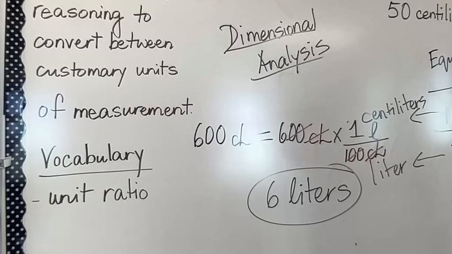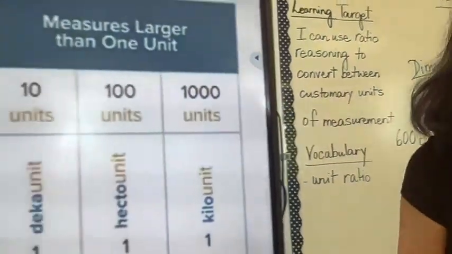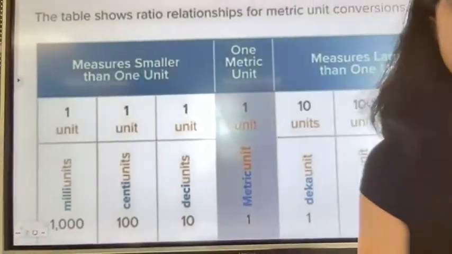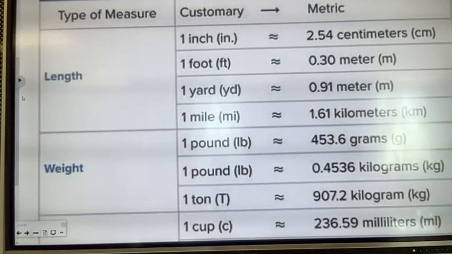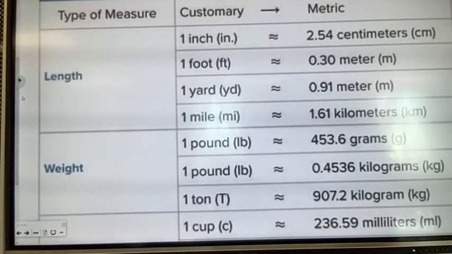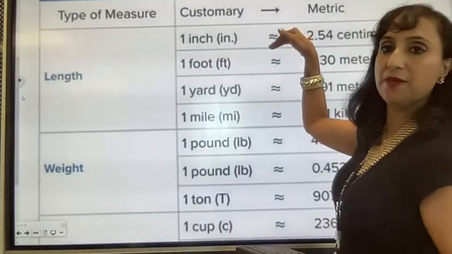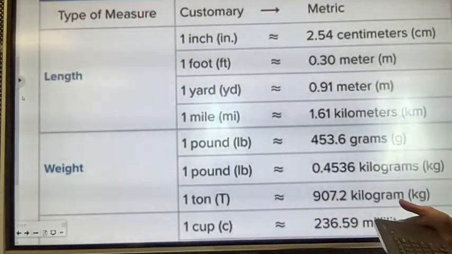And then if you are converting between customary and metric units, I just want to show you what it looks like. Relationships. So this is again to convert between customary and metric units of measurement, use equivalent ratios or dimensional analysis. Some common relationships are shown in the table. You can see here 1 inch is approximately 2.54 centimeters.